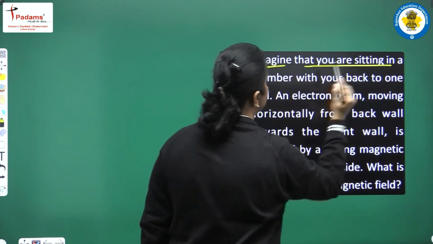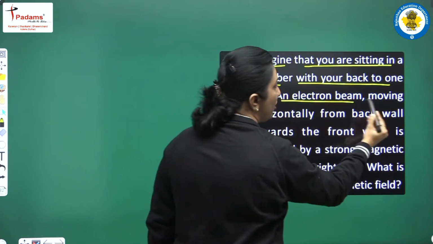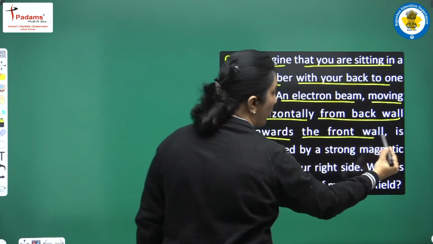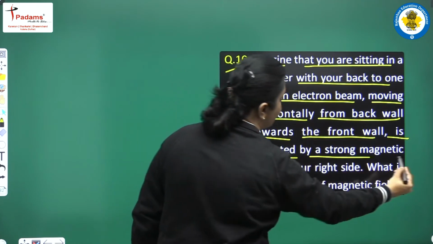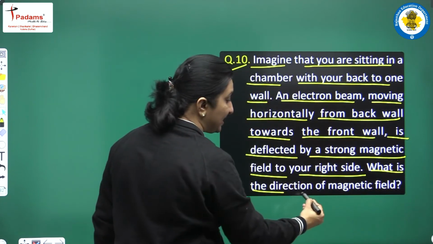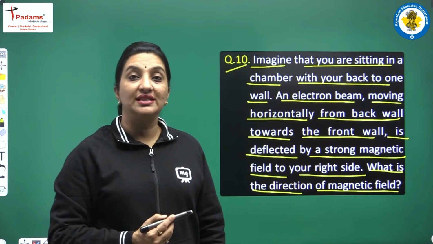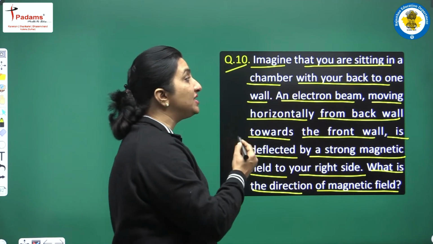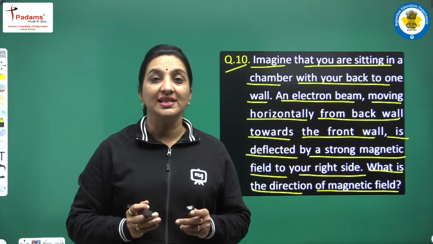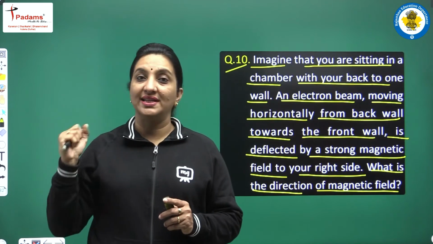Imagine that you are sitting in a chamber with your back to one wall. An electron beam moving horizontally from back wall towards the front wall is deflected by a strong magnetic field to your right side. What is the direction of magnetic field? Now here students, they have asked us that imagine that you are sitting in a chamber with your back to one wall. That is, suppose I am sitting with my back towards the board, that is the wall.